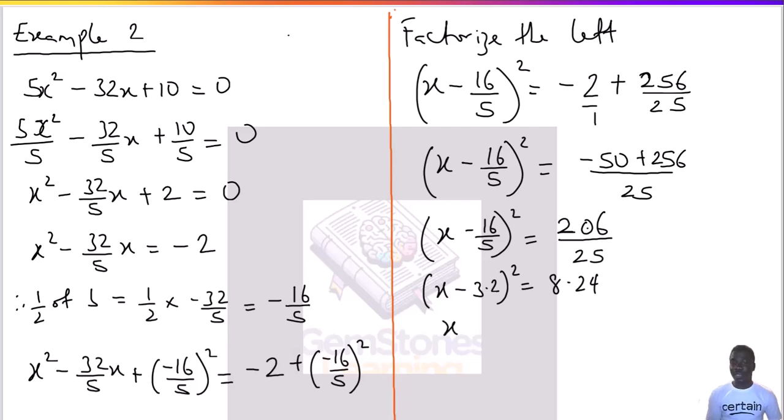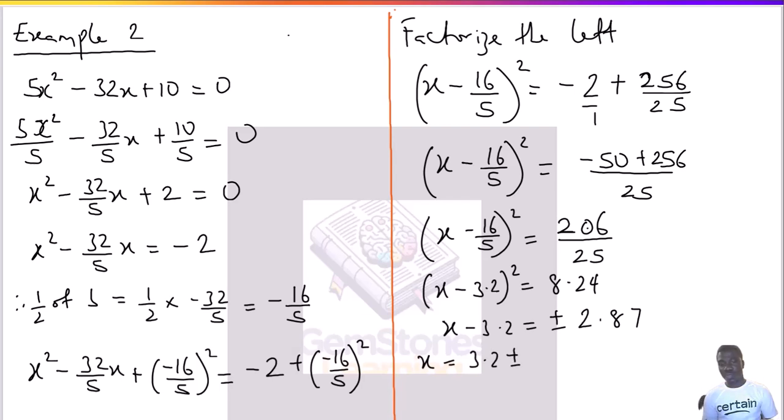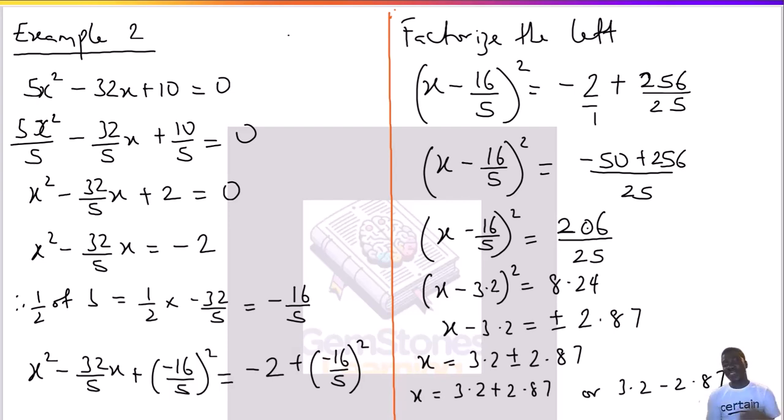That will give us x minus 3.2. Remember, when you're finding the square root, it's going to be plus or minus, and that will be approximately 2.87. So it means my x is equal to 3.2 plus or minus 2.87. So my x is equal to 3.2 plus 2.87, or 3.2 minus 2.87. Whatever answer you get is your value for x. I'm going to pause there so you can get your value of x yourself. After that, we'll solve one final example.